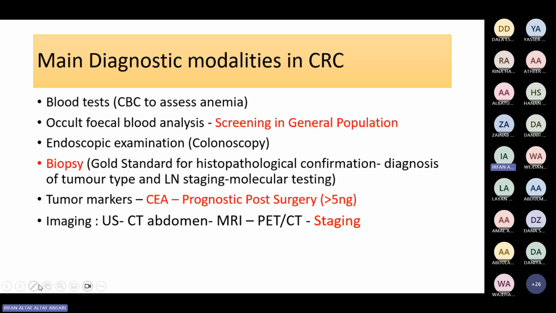You also do the US abdomen, CT, MRI, PET CT. This is very important for the staging. Especially PET CT, MRI and CT will tell you whether the tumor is localized or has spread to distant organs.